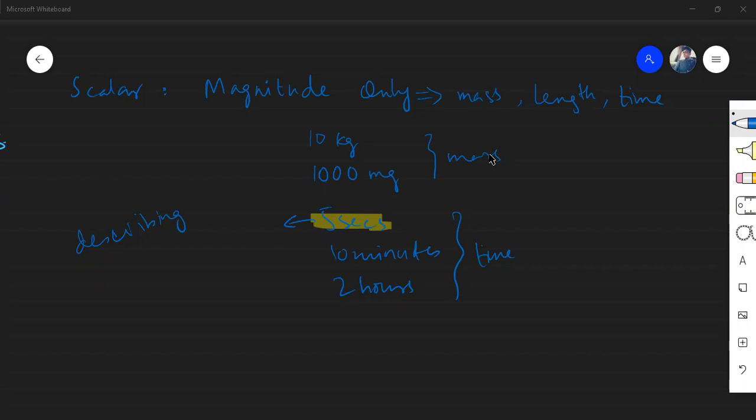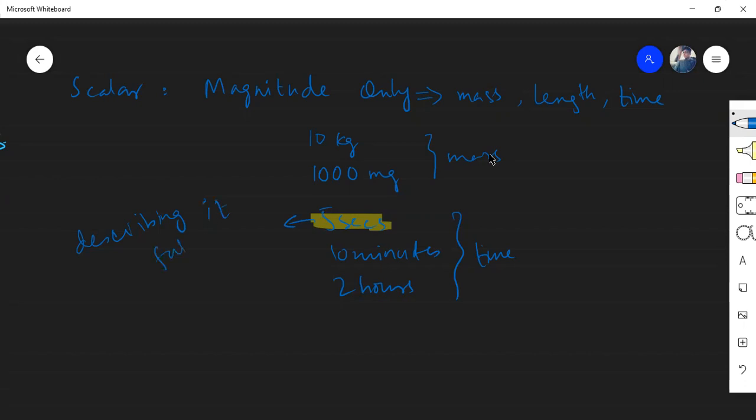Similarly, some examples of time are 5 seconds and 10 minutes and 2 hours. The specific magnitude of 5 seconds is itself describing the quantity fully. So this is what the scalar quantities are.